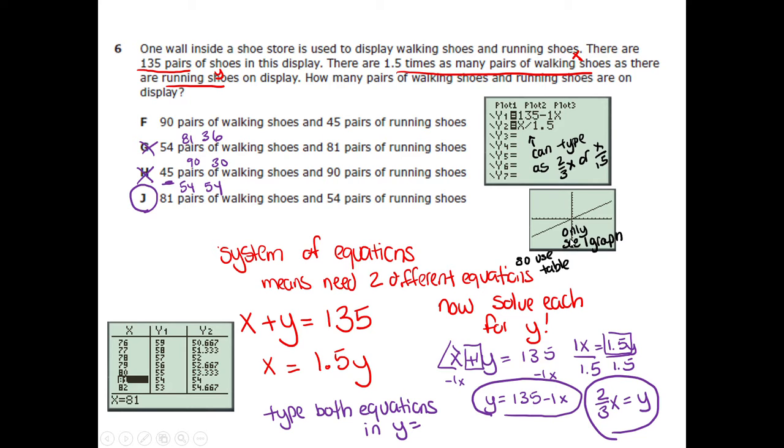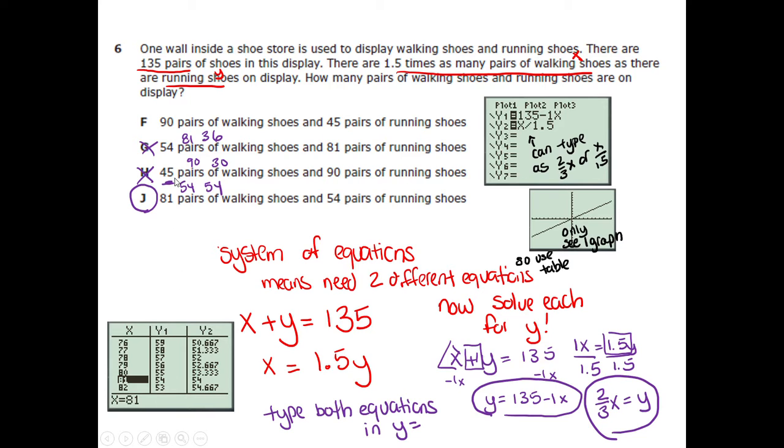Because once you have both equations, you type them into your y equals key, and then you look at your graph. Now, if we saw both graphs here, just like what we talked about on day 6 and day 7, we could use the Calc 5 enter. But since we only see one graph, we have to use our table and see when they match.